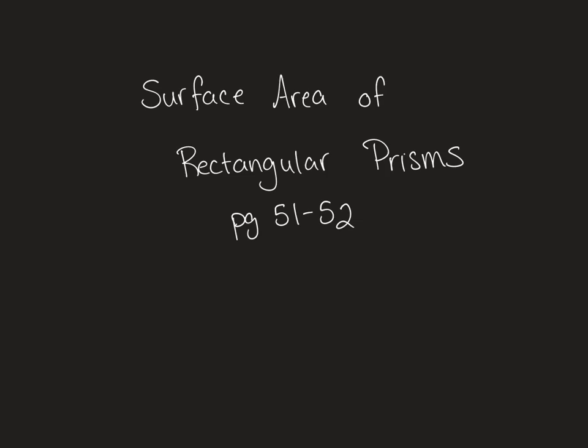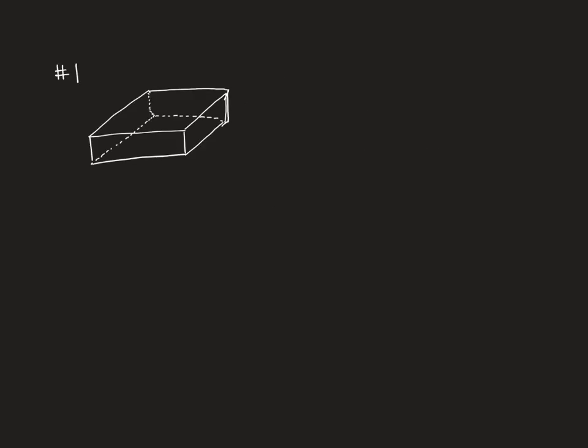Today's math lesson is on surface area of a rectangular prism. So instead of dealing with volume, we're dealing with the area of each face. We're going to pretend this is a good rectangular prism. Question number 1 says, in each prism, shade all the edges that have the same length as the edge marked.